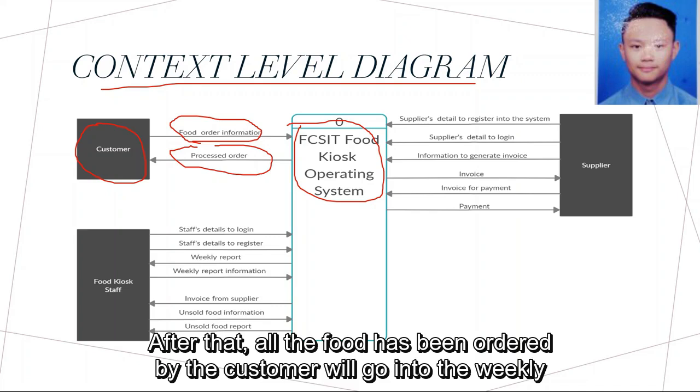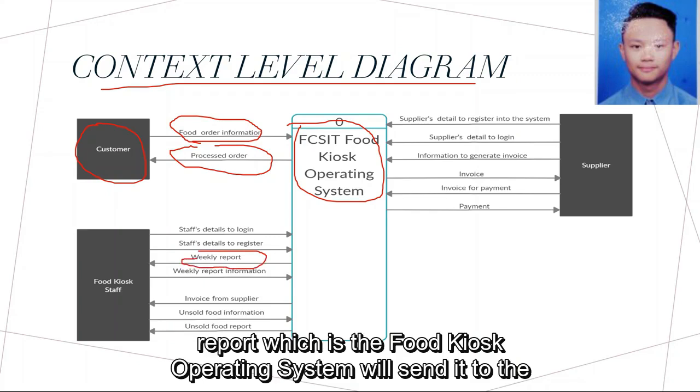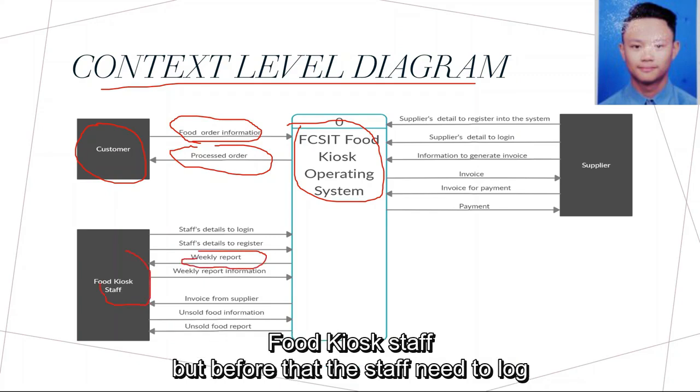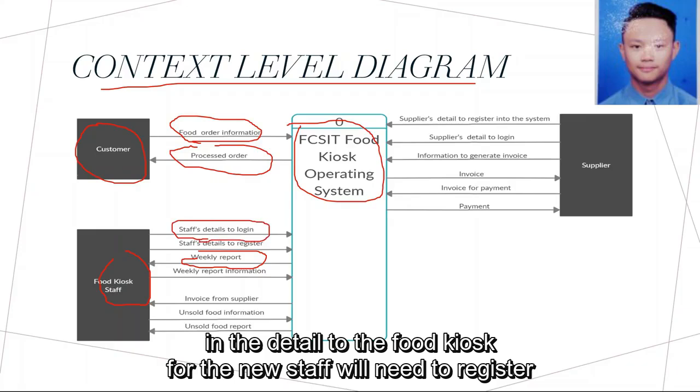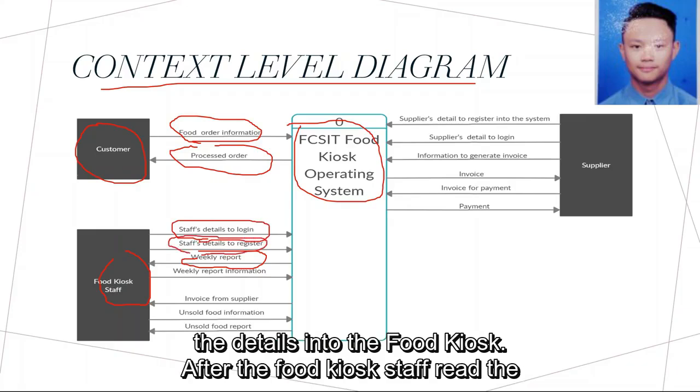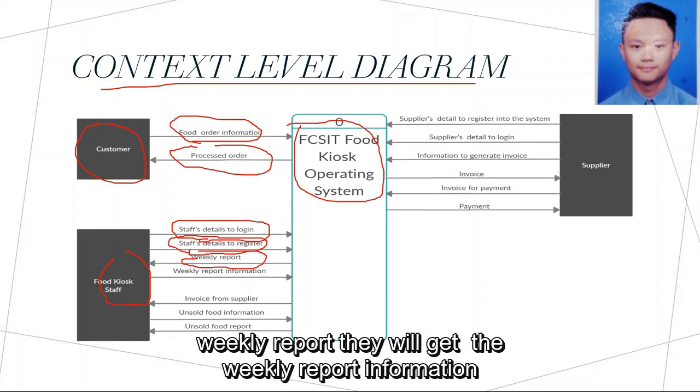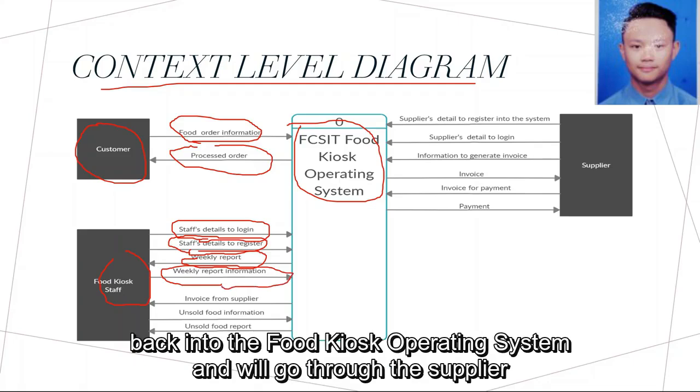After that, all the food that has been ordered by the customer will go into the weekly report, which the food kiosk operating system will send to the food kiosk staff. But before that, the staff need to log in their details into the food kiosk. New staff will need to register their details into the food kiosk. After the food kiosk staff read the weekly report, they will key the weekly report information back into the food kiosk operating system, and it will go through to the supplier.